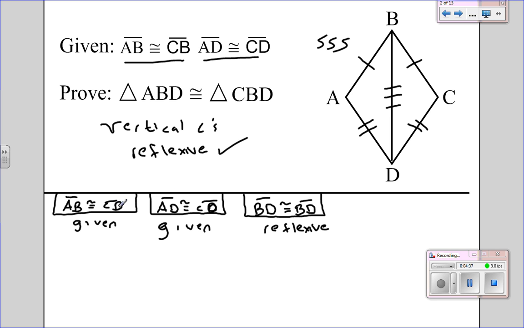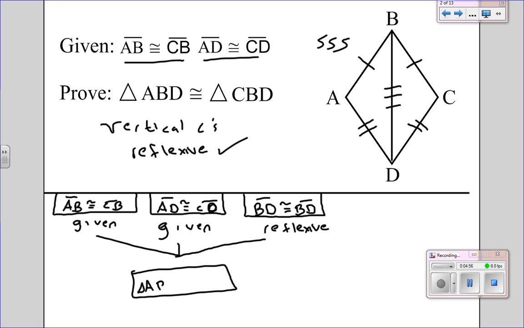Now, you look at your statements. You look at what you have, and you have one congruent statement, a second congruent statement, and a third congruent statement, and that is enough to show us the SSS that we're looking for. So in this box, put triangle ABD is congruent to triangle CBD by SSS, and you've proven those two triangles are congruent.